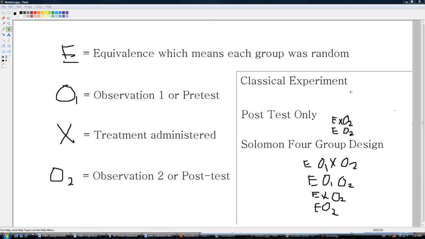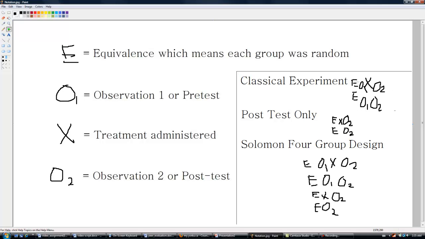Here's an example of a classical experiment, which is an experimental design that has random assignment, a control group, an experimental group, pretest, and post-test. Okay, so the first group is randomly selected. It is observed, which is O1 or the pretest. Then it's administered a treatment, and it's observed again. So EO1, XO2. Then we have another group, which is randomly selected. So observed is not given the treatment because this is the control group, and it's observed again.